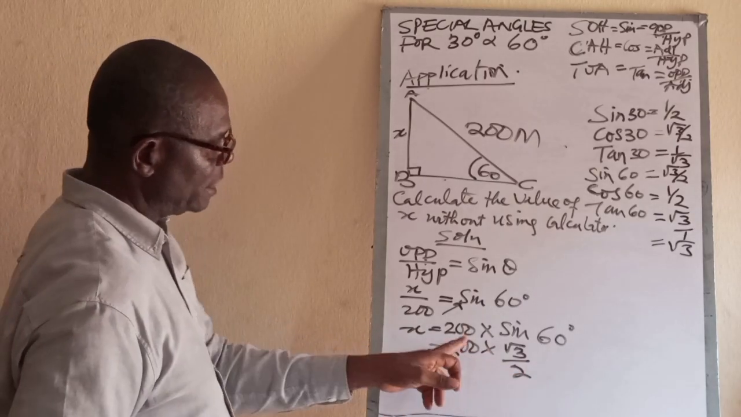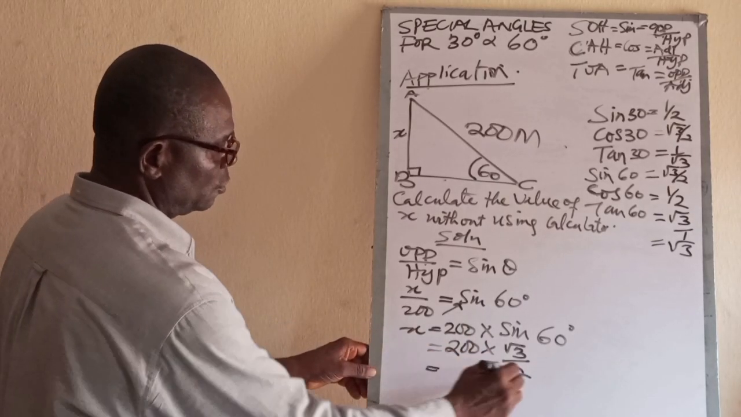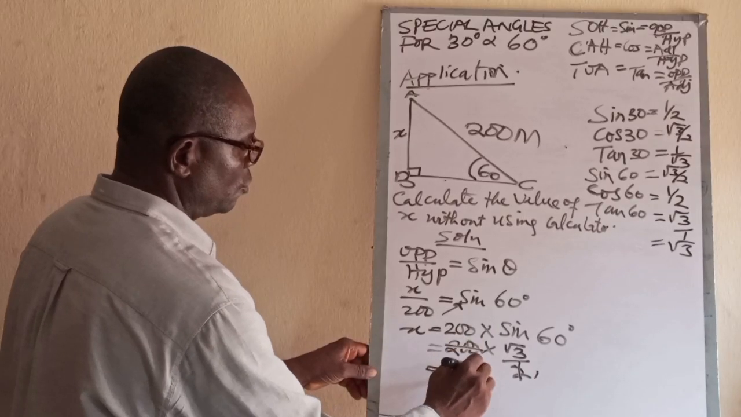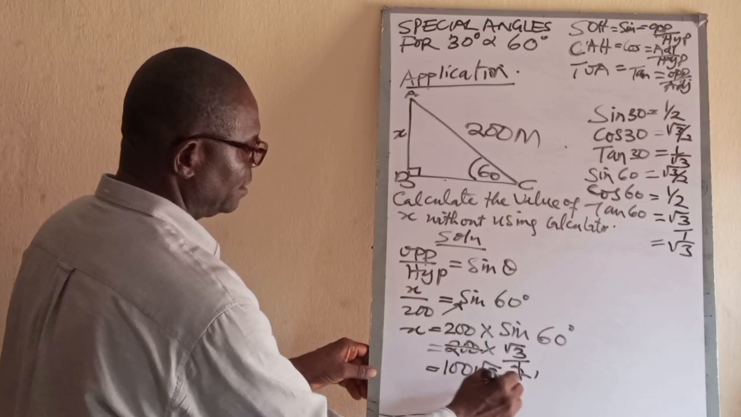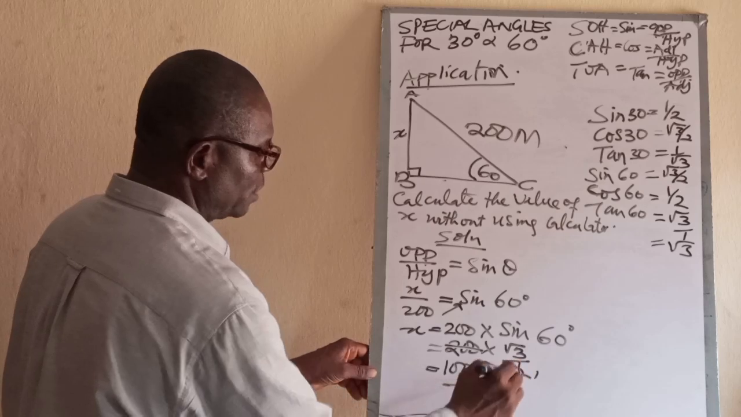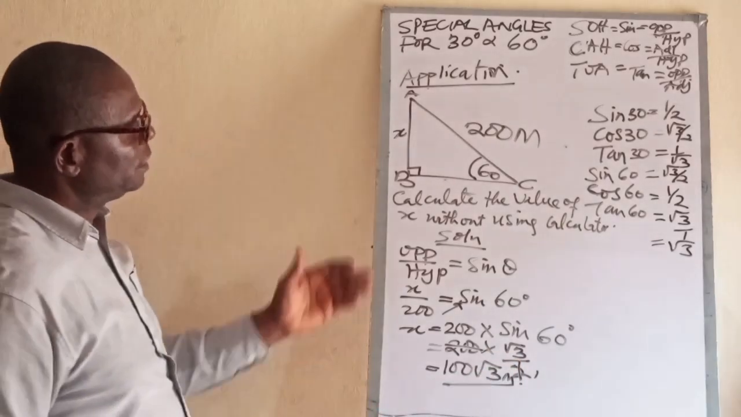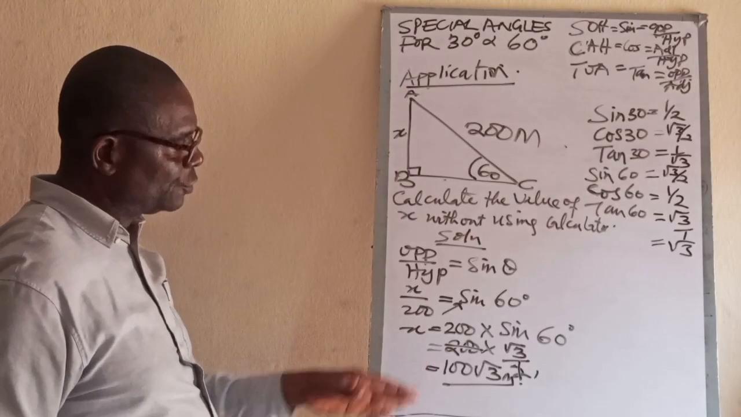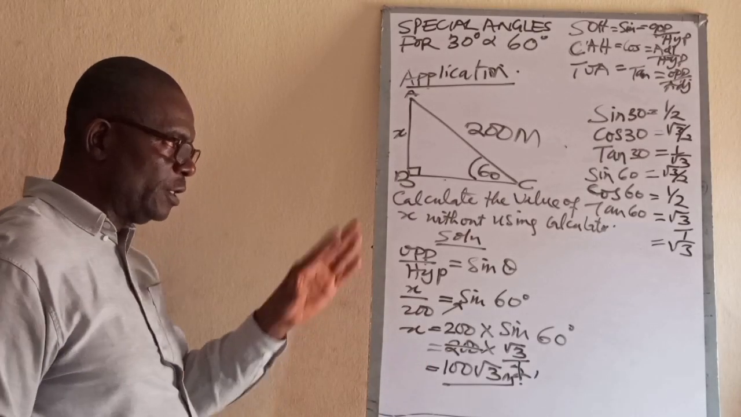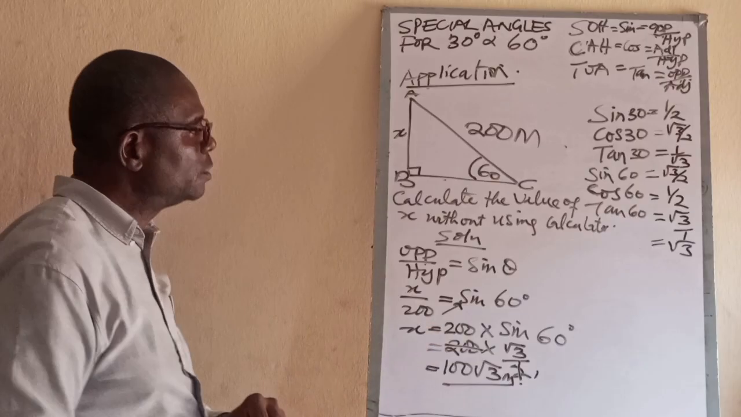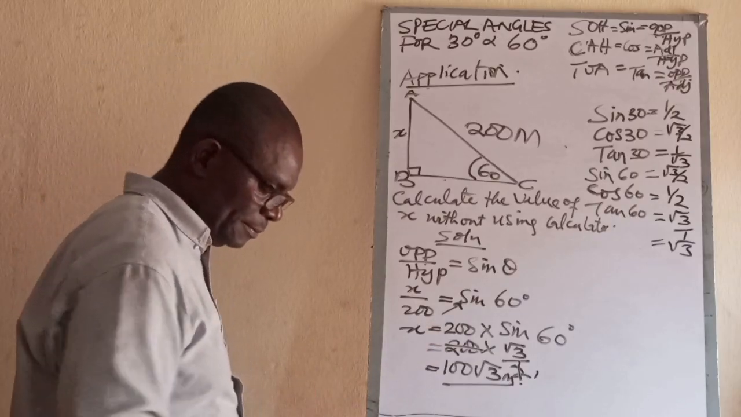So these 2 can reduce 200 to 100. So we now have 100 root 3 meters. Quite simple, don't forget your unit. So this is how you can apply it. If you now check your options given to you, either in JAMB or WAEC or any other terminal exam, no calculation, no calculator, no four-figure table, your answer is there.